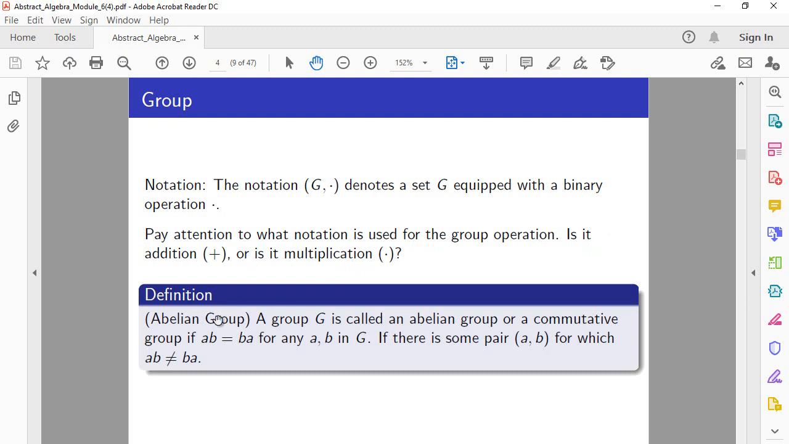Now, what is an abelian group? A group G is called an abelian group or a commutative group if AB is equal to BA for all A, B in G. Here I'm using multiplicative notation for the group operation, and if we are using the multiplicative notation, a lot of the times we skip the dot. Now if there is some pair A, B for which AB and BA are not equal, then we say that G is not abelian.